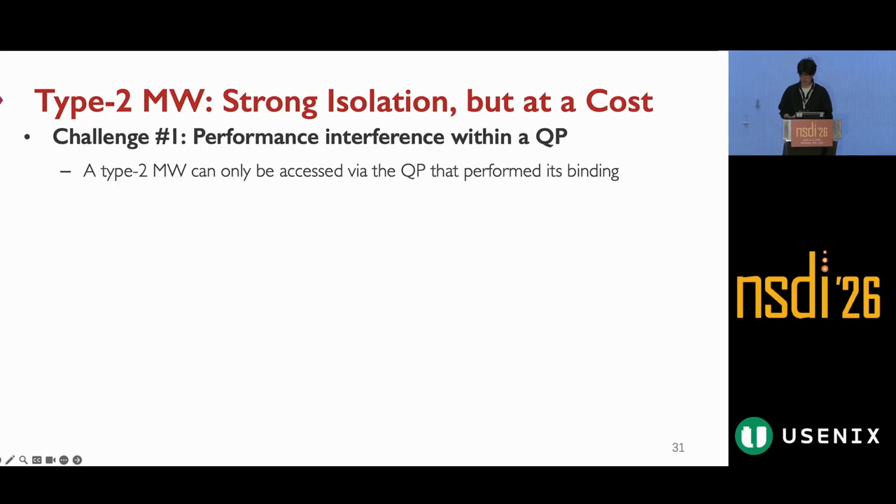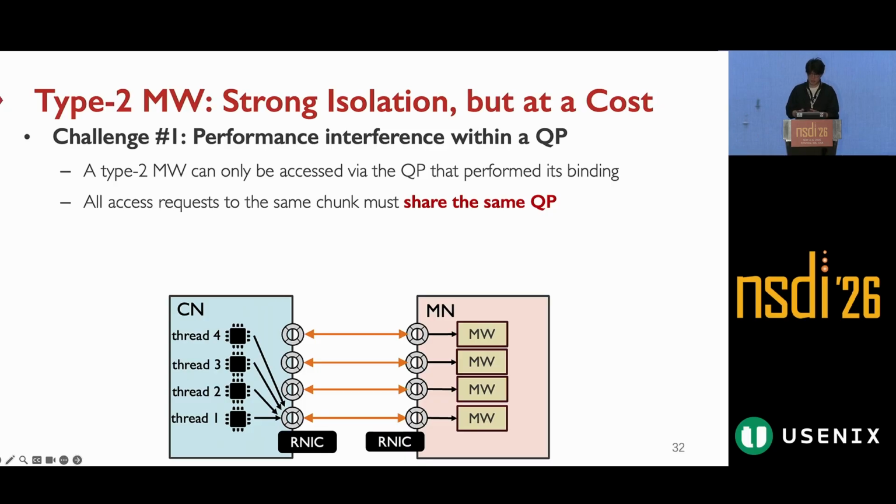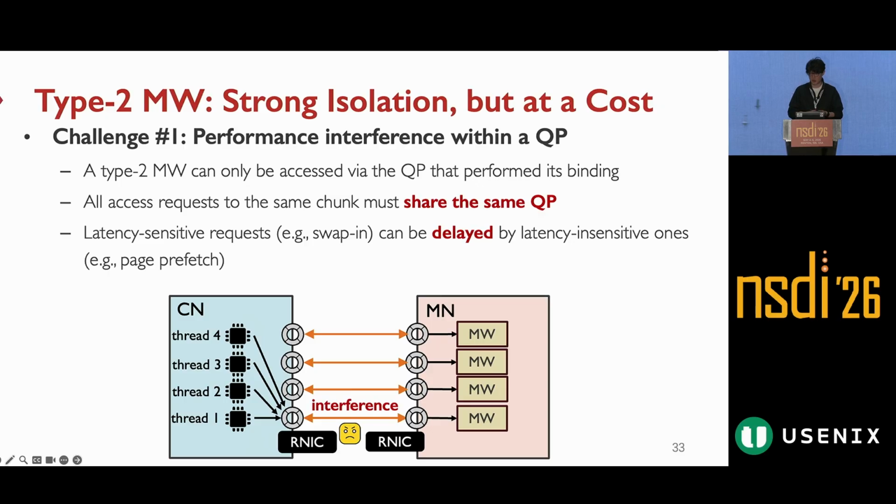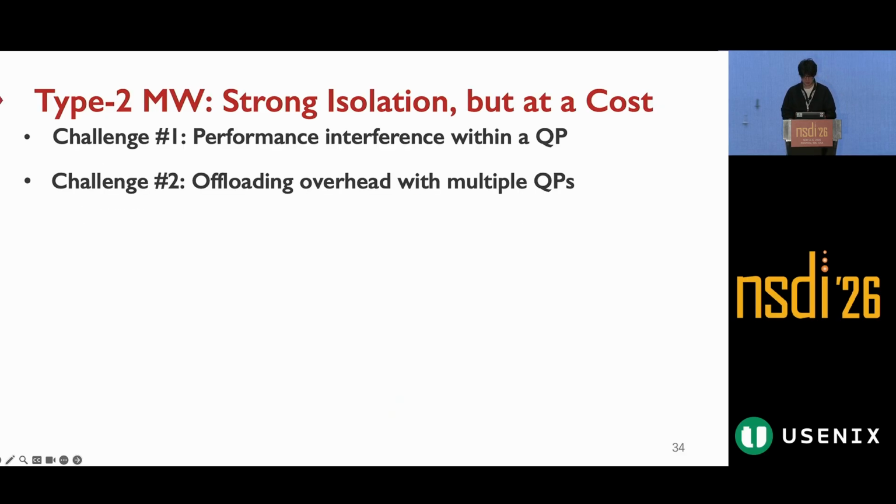The first challenge is what we call performance interference within a QP. Because the type 2 memory window can only be accessed via the QP that originally performed the binding operation, all access requests targeting the same memory chunk must go through the same single QP. This means latency-sensitive requests can be delayed by latency-insensitive ones when they happen to access the same chunk.